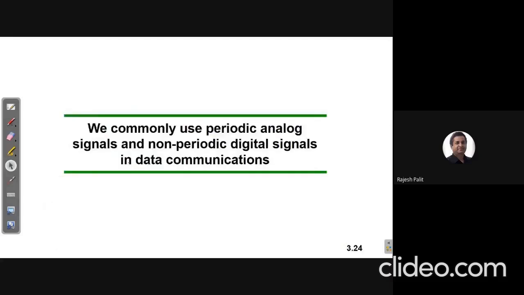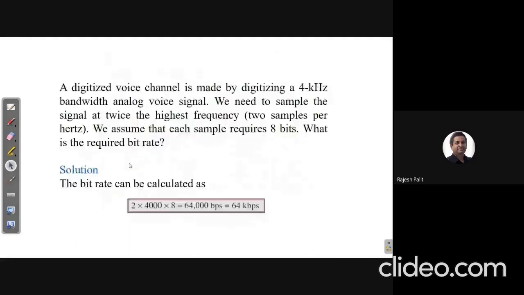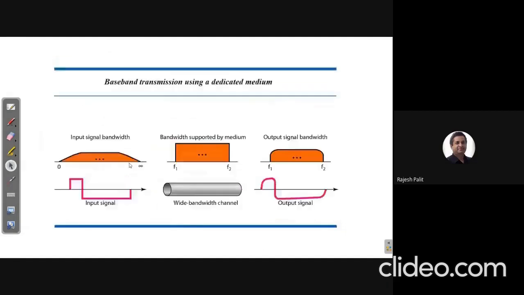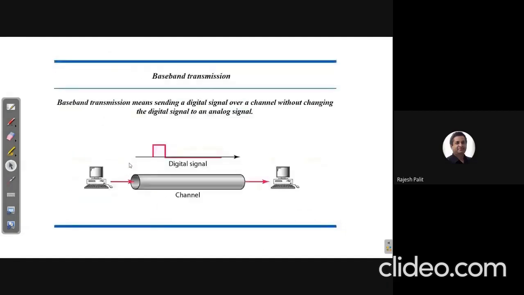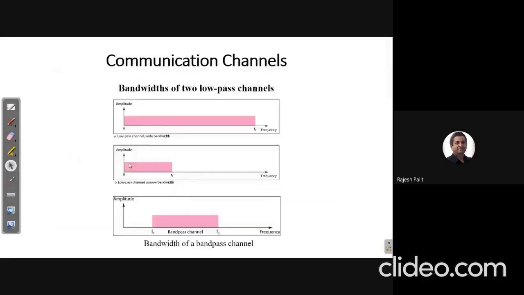Let me check, yes, I have this. So if we want to pass a digital signal, it requires very high bandwidth, from 0 to very, very high.